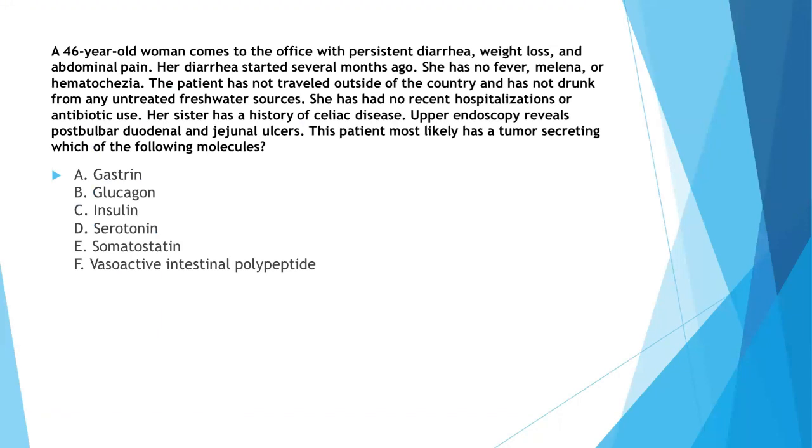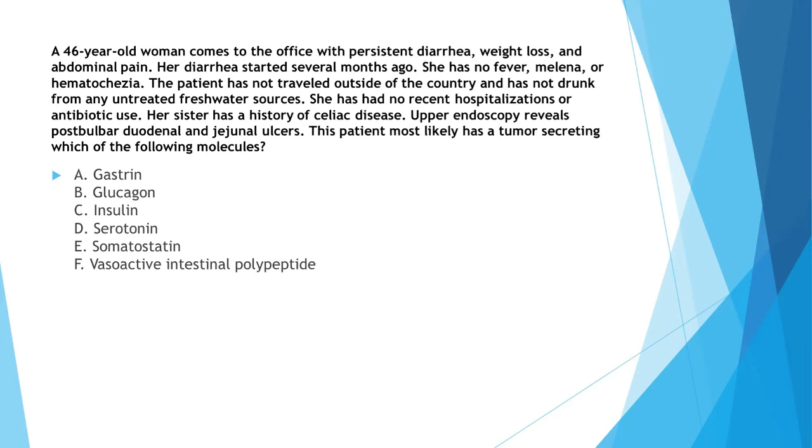A 46-year-old woman comes to the office with persistent diarrhea, weight loss, and abdominal pain. Her diarrhea started several months ago and she has no fever, melena, or hematochezia. The patient has not traveled outside of the country and has not drunk from any untreated freshwater sources. She has had no recent hospitalization or antibiotic use. Her sister has a history of celiac disease.